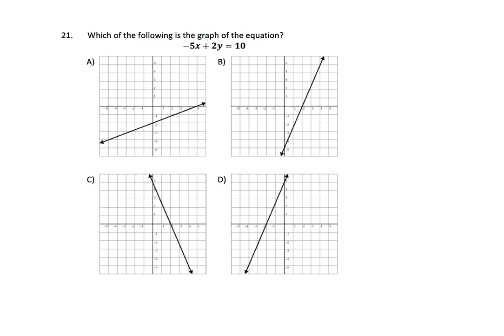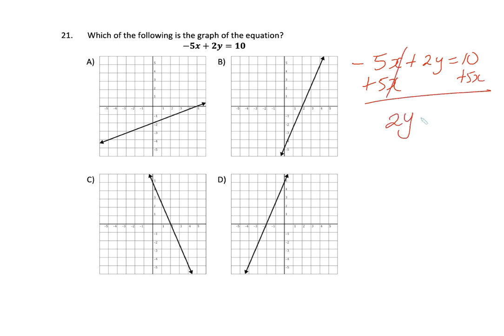21. Which of the following is the graph of the equation negative 5x plus 2y equals 10? So the first step is we're going to have to find the slope and the y-intercept. So I have negative 5x plus 2y equals 10. Some students, when they have to find the slope and the y-intercept given the equation, rewrite the equation. So we're going to rewrite this in terms of y. So I'm going to add 5x to both sides.